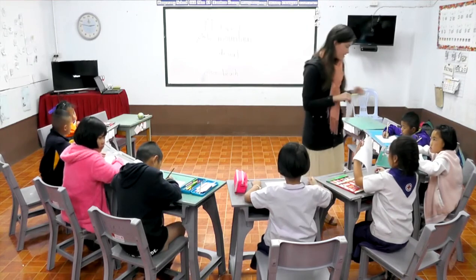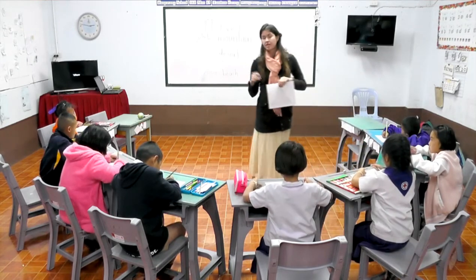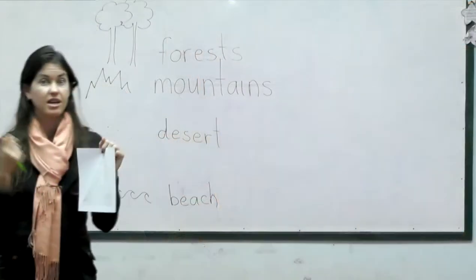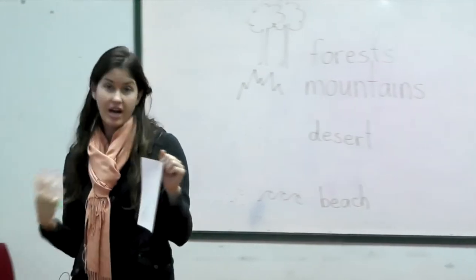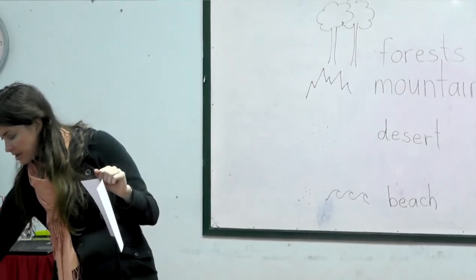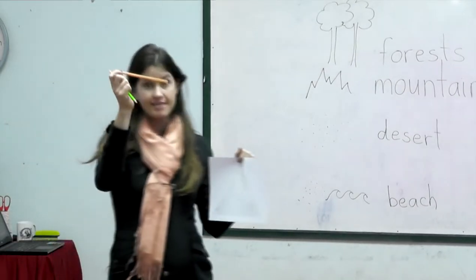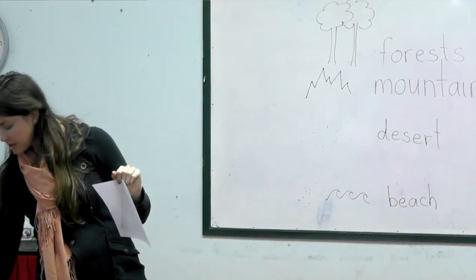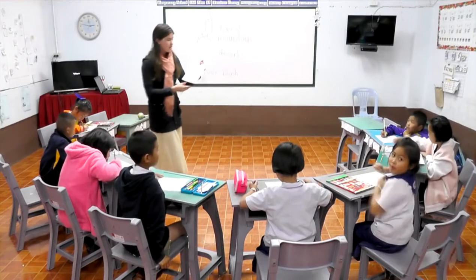Good job. Very nice. Desert. So it's very, very hot there. Later on when you're coloring, you can color that kind of a brown color, maybe a color like this, like sand. It's very, very hot and there's not very much water. You got it. Very nice.